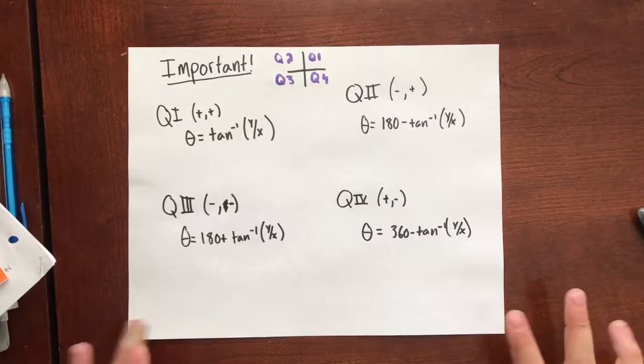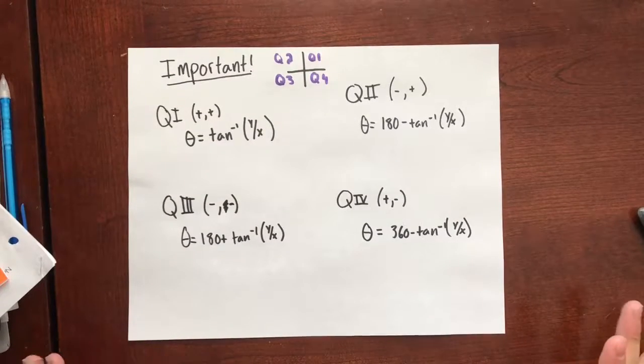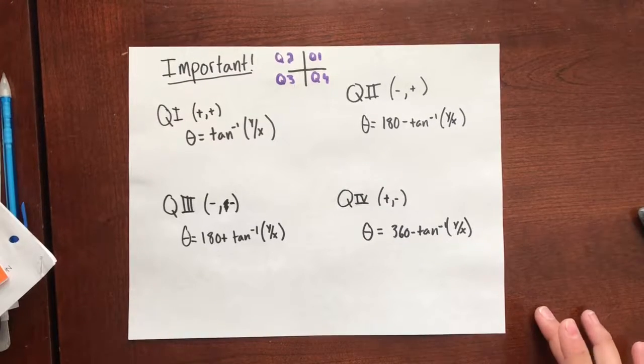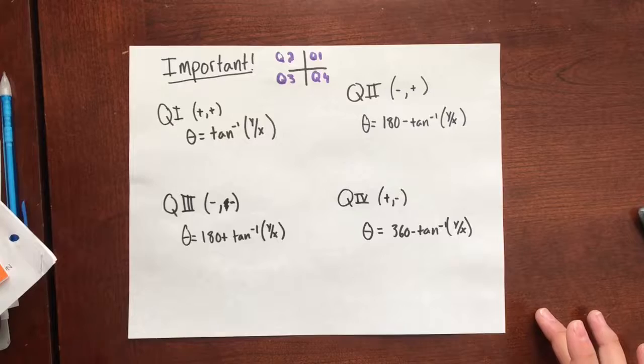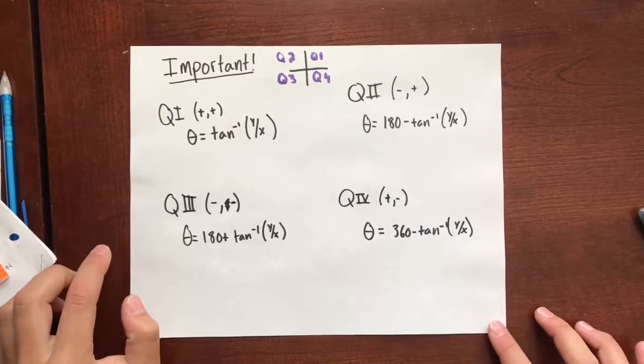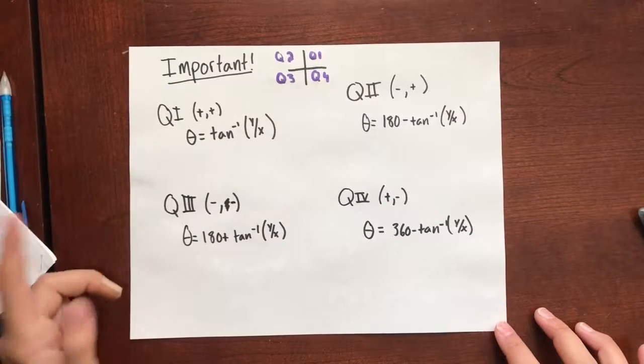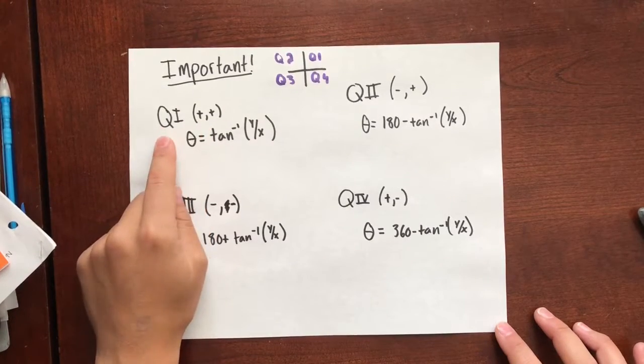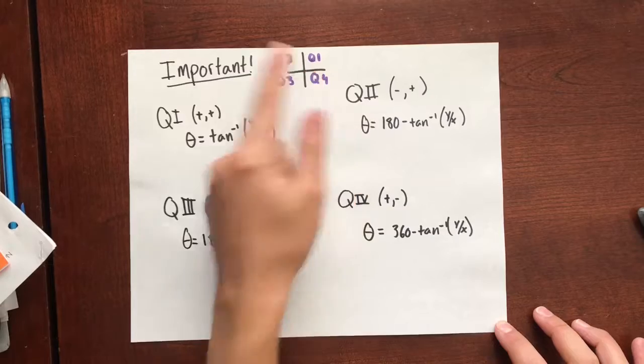Okay, one very important thing to remember before we start any vector problem is we need to know what quadrant we're in. So once you determine your x and your y values, you're going to determine what quadrant those values fall in. So if the values are positive and positive, it's going to be quadrant 1, which is going to be on this side, if you didn't know.